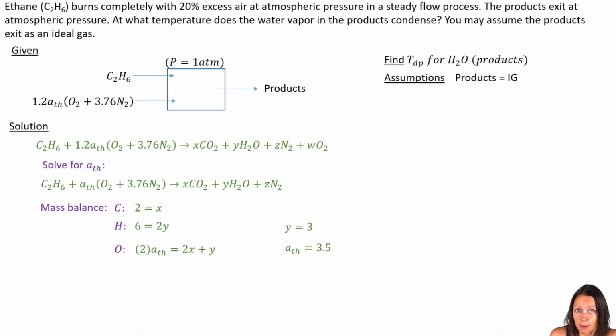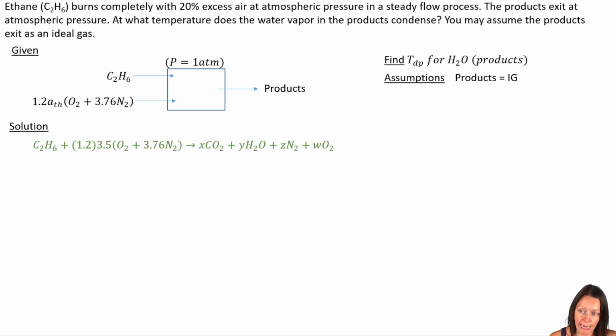Now I could stop right here. Well, not stop the whole problem, but I can stop balancing this equation. I don't even need to plug anything in for Z, because I'm not interested in what Z would be for this equation. I'm interested in what it would be for the combustion of 120% theoretical air with ethane. So the only thing I was after here was calculating what A sub TH is. So that's 3.5, and I'm going to replace the theoretical air, A sub TH, in that top equation. And now I'm ready to solve for X, Y, Z, and W.